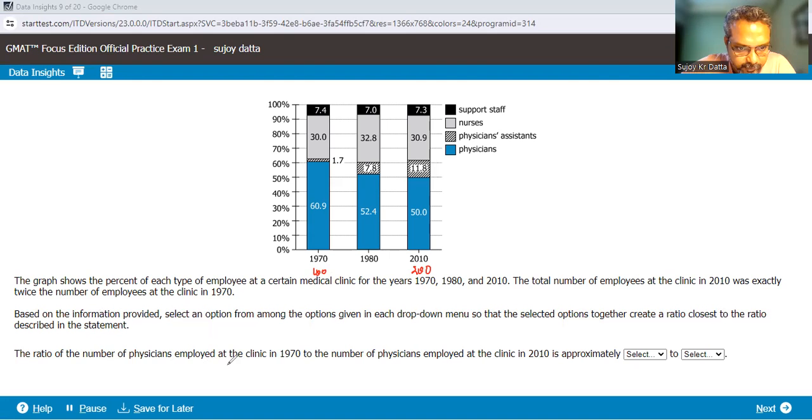The ratio of the number of physicians in the clinic in 1970, physicians is this 60.9, to the number of physicians in 2010, 100, right? So it is approximately 6 by 10, 1 to 1.6, or basically 3 to 5, right? 60%, so that's 3/5. So 3 to 5.